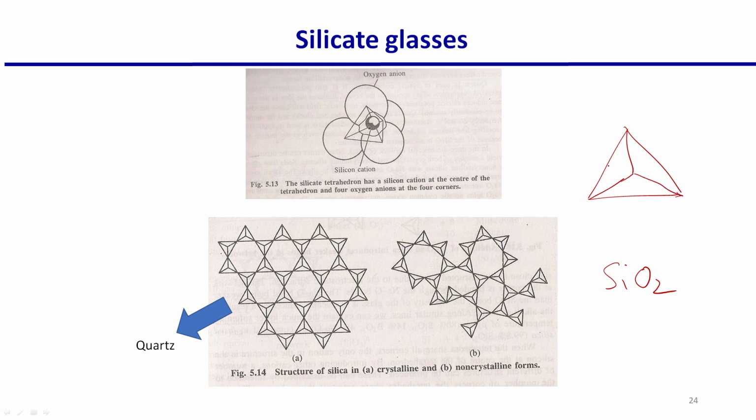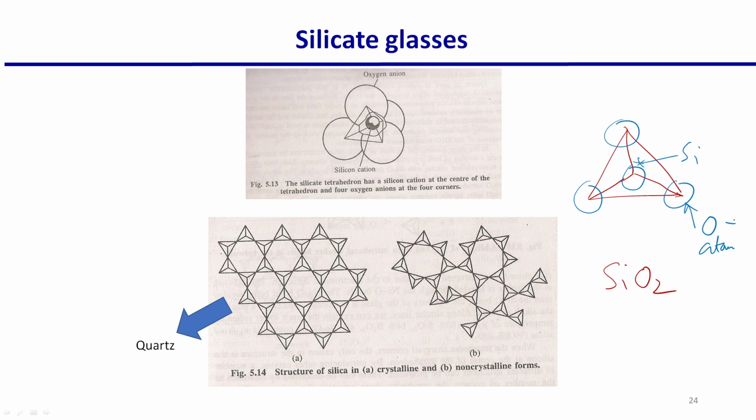Okay, these are the 4 corners, and in the center of the tetrahedron you have a silicon atom. That is what can be marked like this. Okay, this is the silicon atom, this is the oxygen atom. This network actually forms all across the material, and this is a 3-dimensional network.